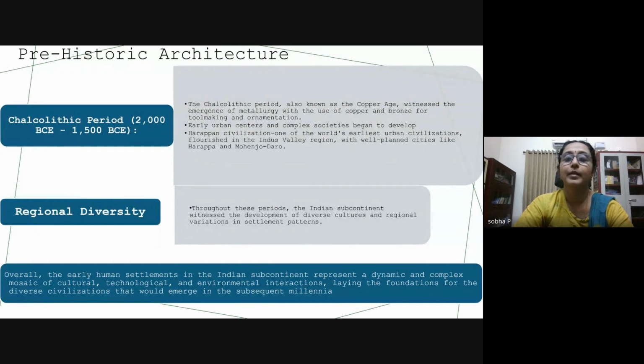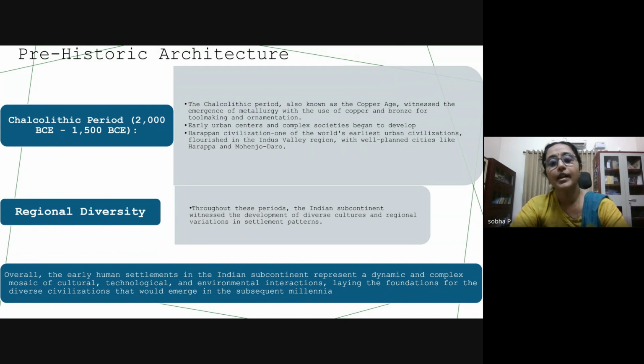Then the Chalcolithic period, which is known as the Copper Age, actually witnessed the emergence of metallurgy, where copper and bronze were used for ornamentation. And the Harappan civilization, the world's earliest urban civilization, flourished in the Indus Valley region with well-planned cities like Harappa and Mohenjo-daro.